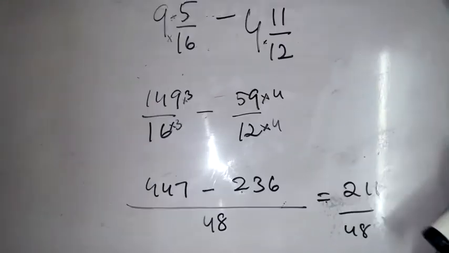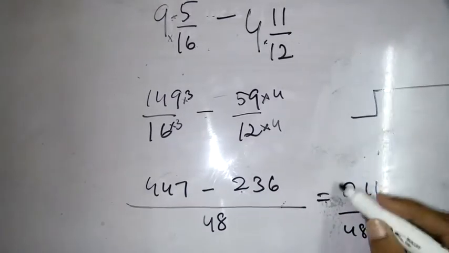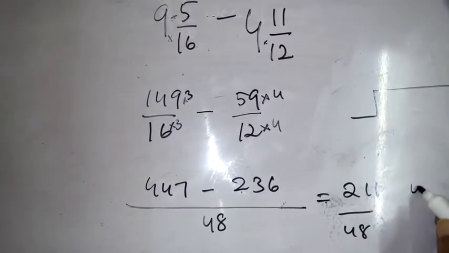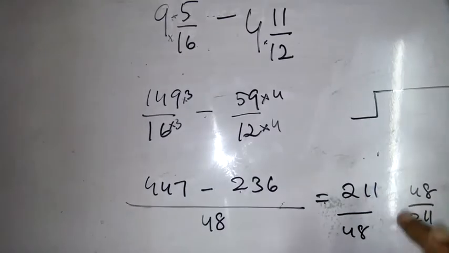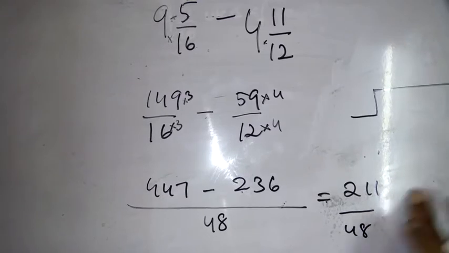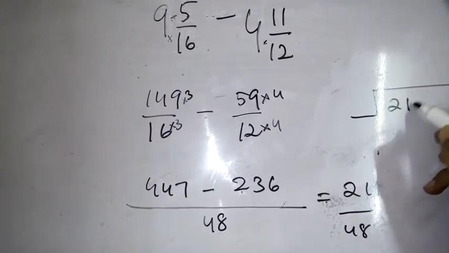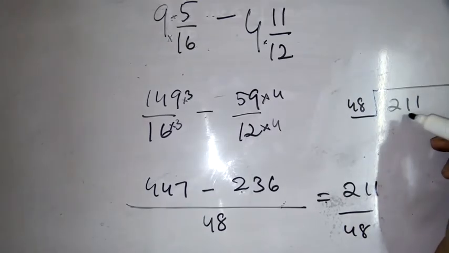Now what we'll do is we will divide. Because why will we divide? Because this is a bigger number. If this was 48 upon 211, will we divide? No. Right? If the number in the numerator is bigger, then we will divide. Excellent. What number comes inside? 211. What number comes outside? 48. Okay.